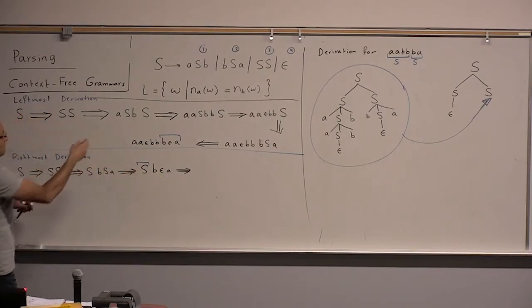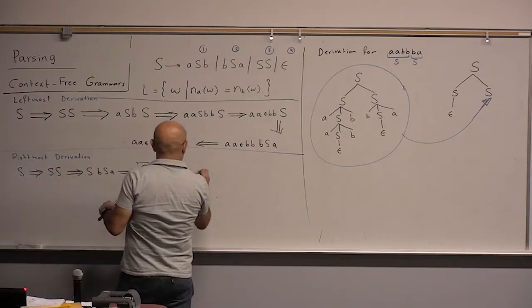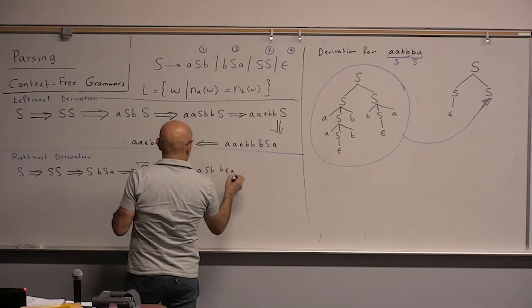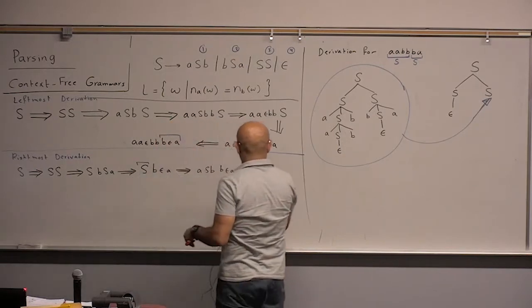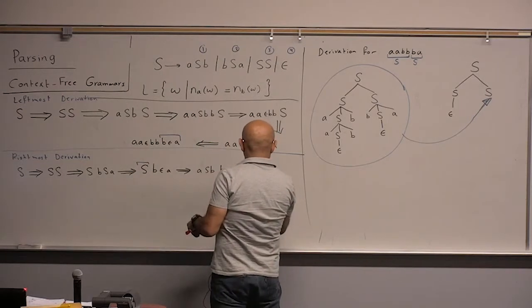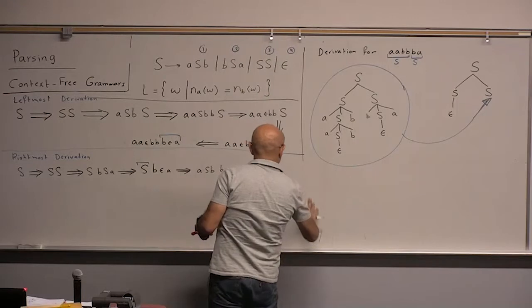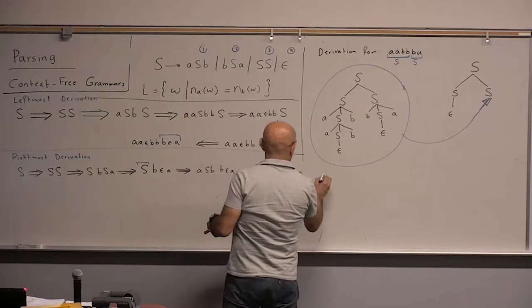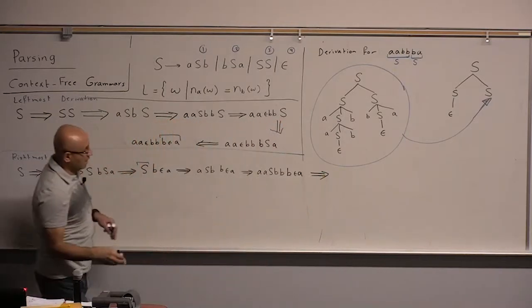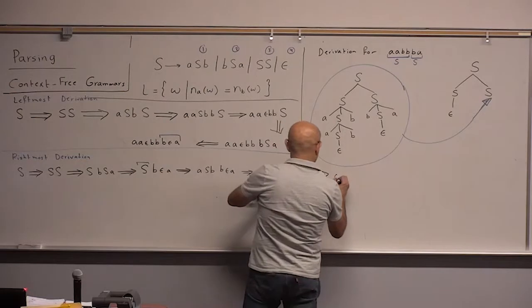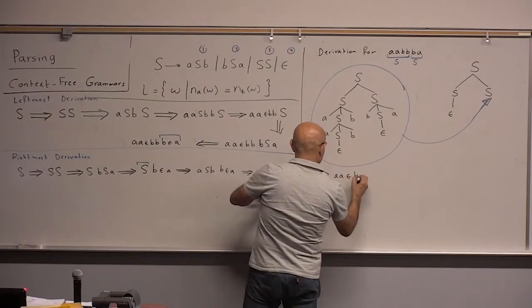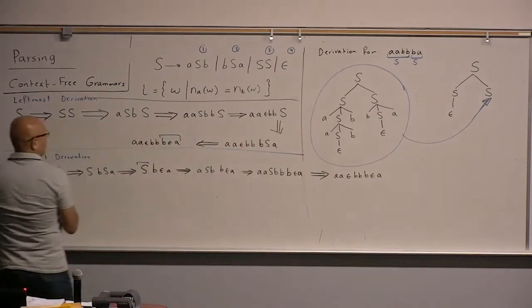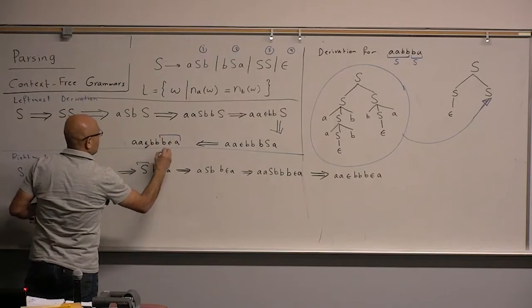So now we substitute for the S. So we will do A, S, B, B, epsilon, A. Then this derives A, S, B, B, B, epsilon, A. Then at the end, we substitute for the S: A, epsilon, B, B, B, epsilon, A. And then you can get rid of the epsilon because it's the empty string.